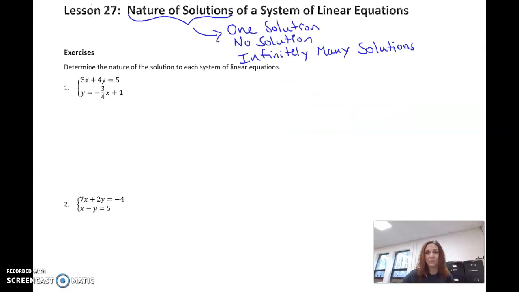So let's start there. Determine the nature of the solution. So it's not saying solve, it's saying determine the nature. Is it one solution, no solution, infinitely many? Determine the nature of the solution to each system of linear equations. Now, the cool thing with this, first thing I do is I look at it and say, hey, this is already in slope-intercept form. Don't need to worry about changing that one into slope-intercept form. But this one I need to work on.